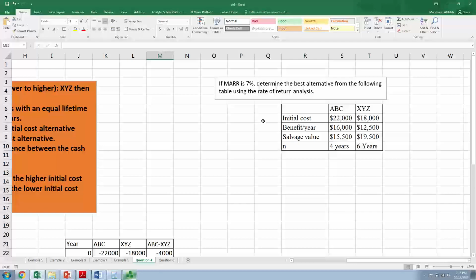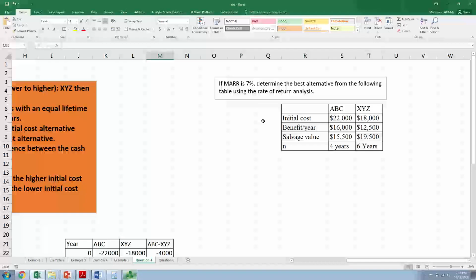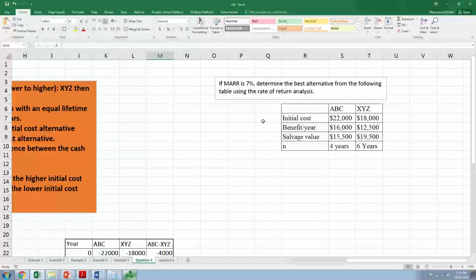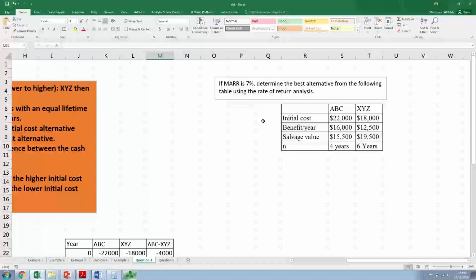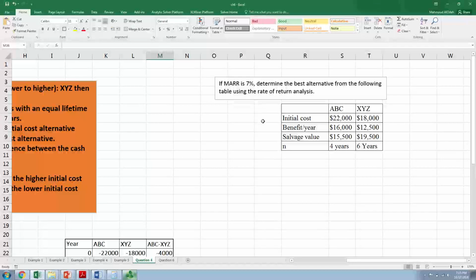So I'm making this video to explain question 4 on chapter 6. We have two alternatives, A, B, C, and the second alternative, X, Y, Z. So if MARR is 7%, determine the best alternative from the following table using the rate of return analysis.